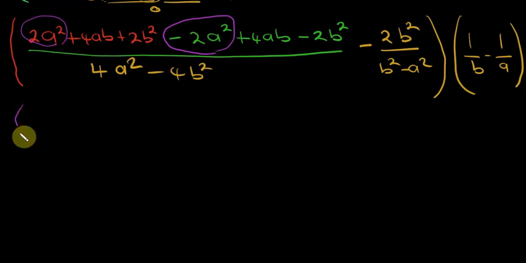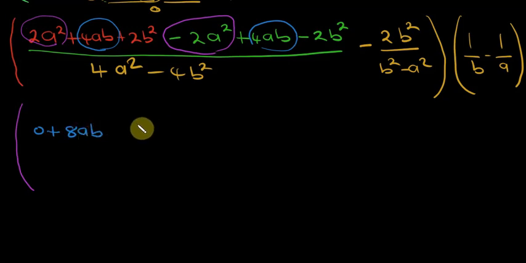Gives us 0. Alright, what about here? You have 4ab and we have 4ab, that gives us 8ab. So the other one is 0. So 0 plus 8ab plus positive 2ab minus positive 2b squared, minus 2b squared, that is 0. So it's just 8ab over 4a squared minus 4b squared.